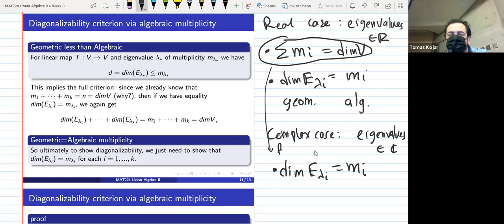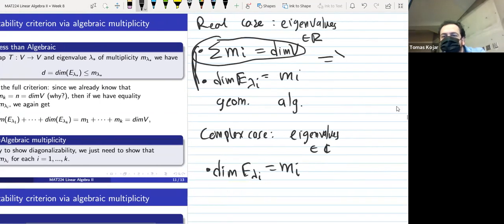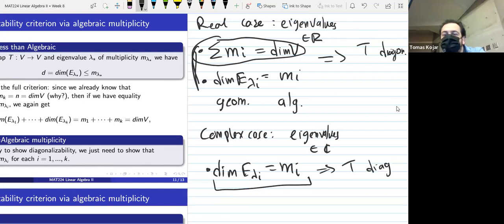I'm saying that you have these two assumptions here, and these two together imply diagonalizability. But if you allow your eigenvalues to be complex, you just need to check this. You don't need to check that they sum to the whole space. So what do you guys think? Why don't I need to check summability?